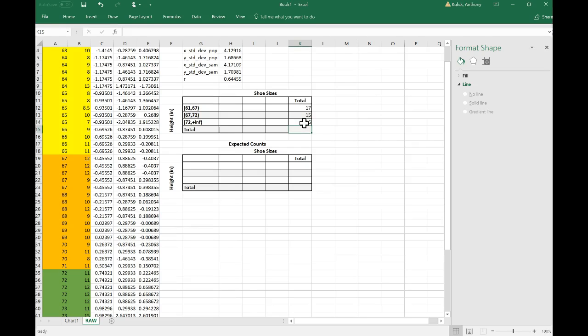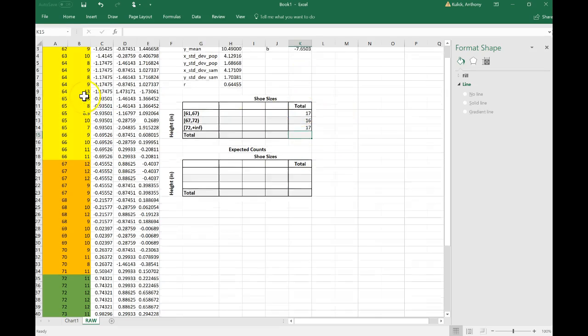And I think I just miscounted because I should have 50 data points, and that doesn't add up to 50. Let's do this again. 1, 2, 3, 4, 5, 6, 7, 8, 9, 10, 11, 12, 13, 14, 15, 16. Aha! And then I bet that one was 17, doing the same. Made the same mistake there. Okay, so that looks pretty good. I have an even spread of data there.